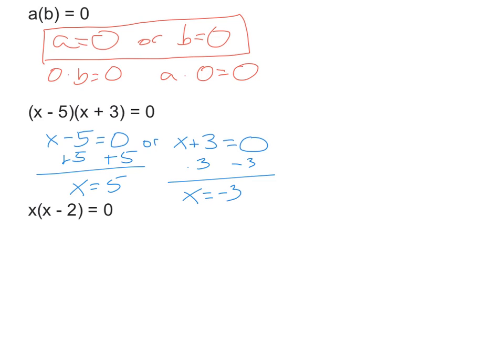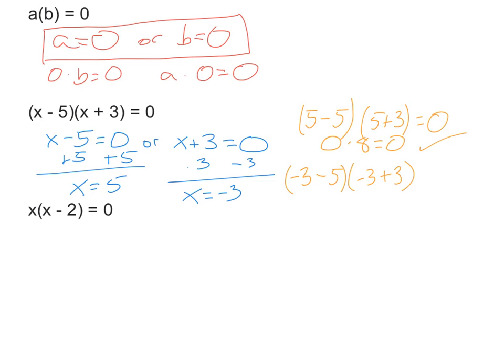equal to negative 3. And if I tested this, for instance, if I put 5 in, so if I did 5 minus 5 times 5 plus 3, well, we get 0 times 8 is 0, which is true. So x equals 5 must be true. The other option is I put negative 3 in, so negative 3 minus 5 times negative 3 plus 3, and we get negative 8 times 0 equals 0. Also true. So this shows you both possibilities for answers here.